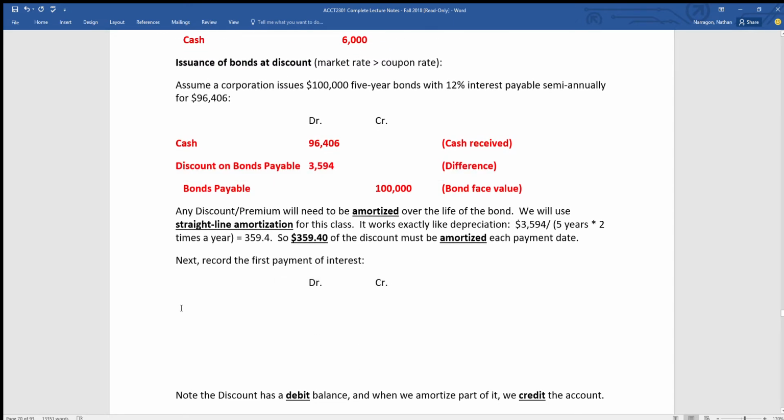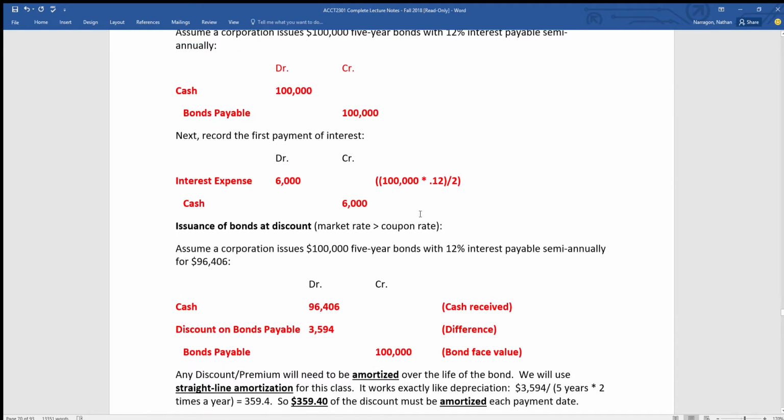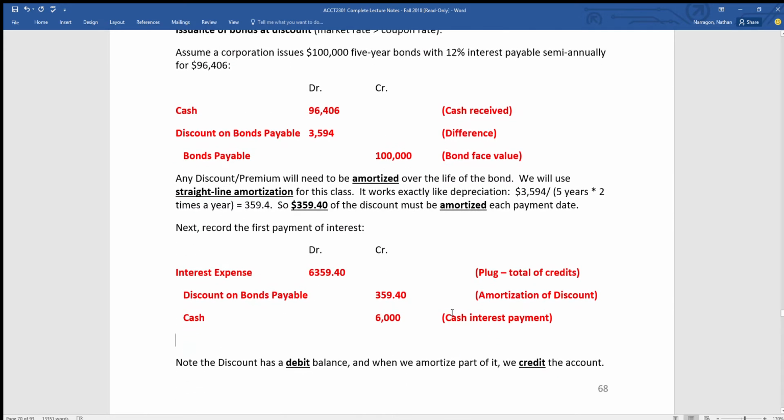So here we go, we're going to record the first payment. Cash is still $6,000, just like here, because it's still 100,000 times 12% divided by 2. No matter what, it's the interest payment. Next, we have the amortization of discount, which we already figured out is $359.40. It's lowering the discount, so if the discount increased by a debit, it has to lower by a credit.